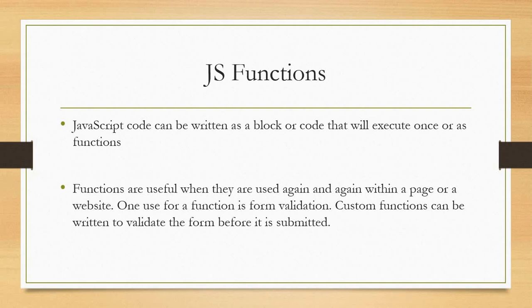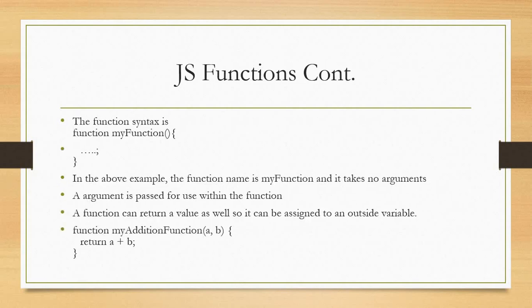We can also use JavaScript to help us in validating forms. The syntax, as you've seen in the previous examples: function, you label your function, parentheses, bracket, information within the function, close bracket. And here's an example. You'll notice, just like Java, an argument is passed for use within the function. Then the function can return a value that can be used outside.